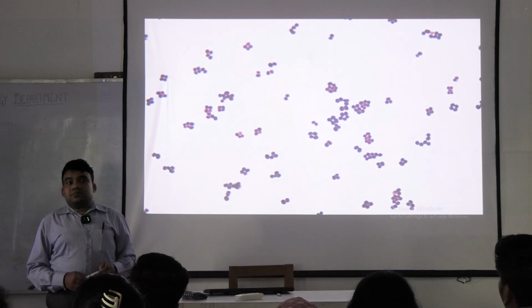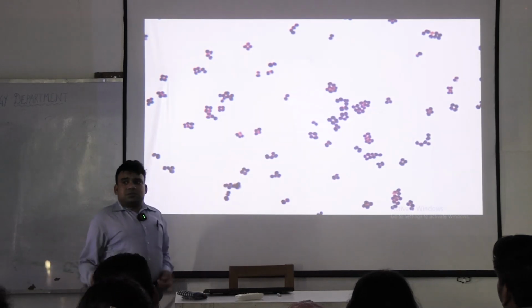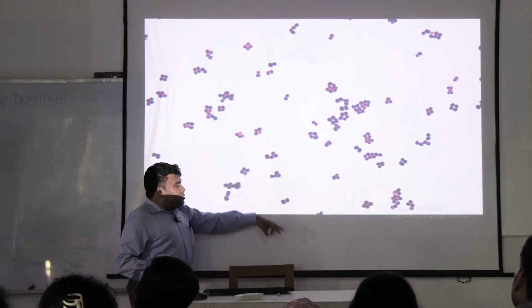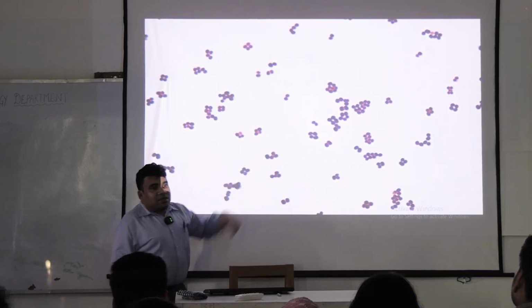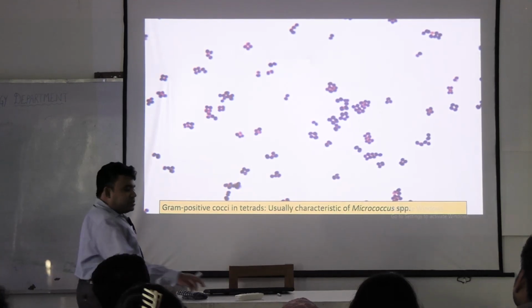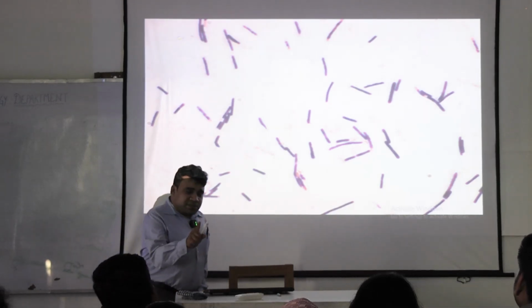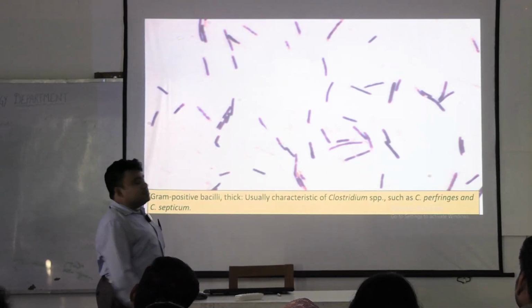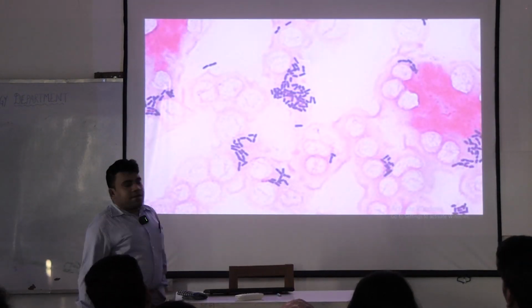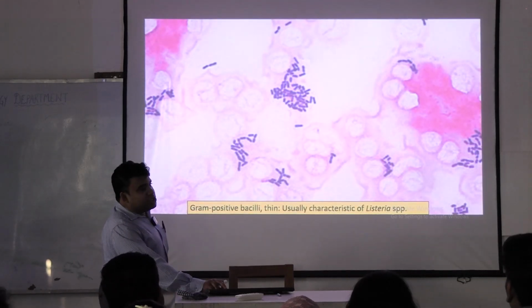What is this? Gram positive cocci, not a regular shape. That means every shape is different, arranged in pairs, tetrads and octads. This is commonly Micrococcus, environmental commensal. What is this? Shape is bacillus, gram positive bacillus. Example is Clostridium. What is this? This is also gram positive bacilli and this is Listeria.